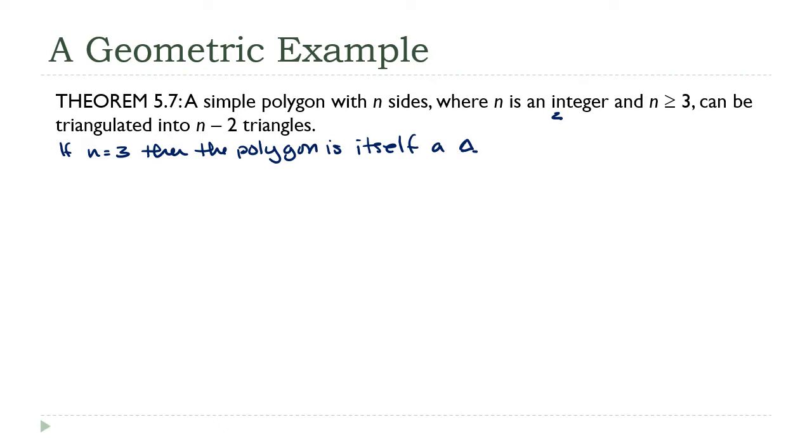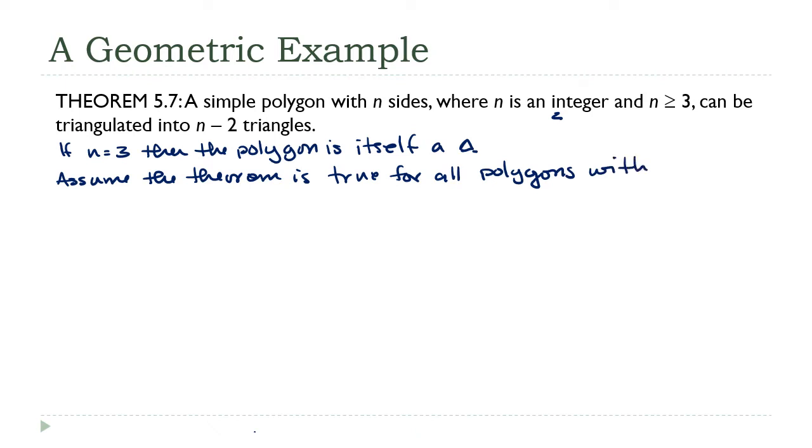In this part, we're going to assume that the theorem is true for all polygons with between 3 and n sides. And we have to show that this means it's true for a polygon with n+1 sides.